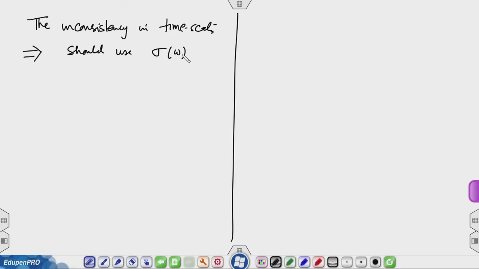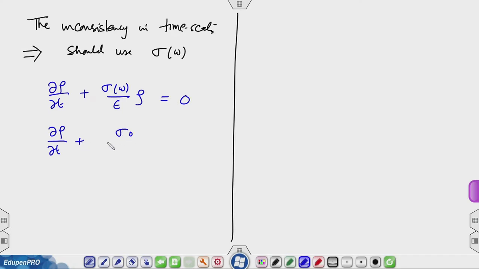I had used sigma dc there and I got a wrong answer. So, if I do that, what do I get? I get d rho dt plus sigma omega over epsilon rho equals 0. I get d rho dt plus sigma omega, which is sigma naught over epsilon naught (1 minus i omega tau), where this is tau collision, times rho equals 0.